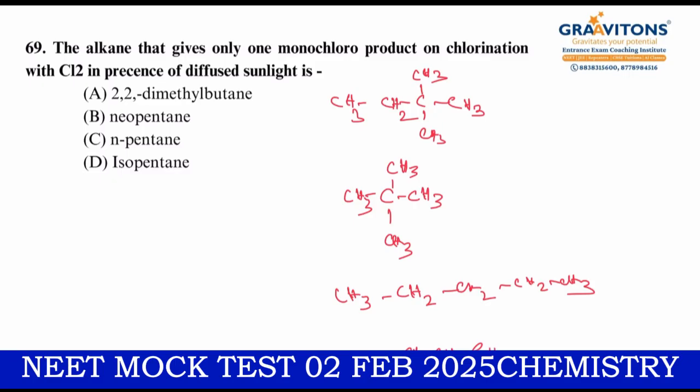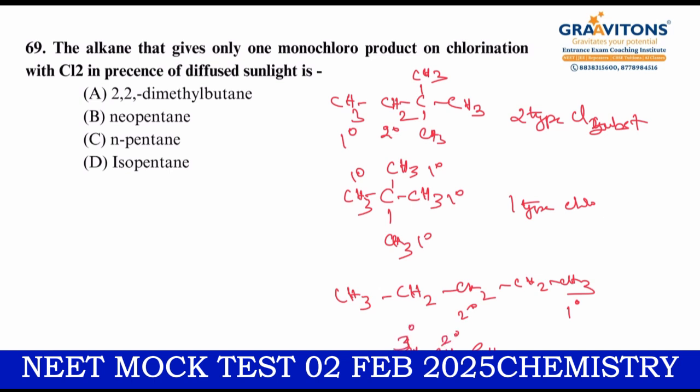So find out the types of carbons and types of hydrogens available here. Here we have secondary hydrogen and primary hydrogen. So 2 types of chlorine substitution can take place, and you will get 2 products. In case of neopentane, can you find all are primary hydrogens? So they will give only one type of chloro product. And what about n-pentane? You have secondary here and primary here. So it also gives you two types of chlorine substitution, two types of products. And what about here? You have tertiary, secondary and primary. So you will get three types of chloro product as a result of isopentane. Here they are asking for one monochloro product, so the correct option would be neopentane, option B.